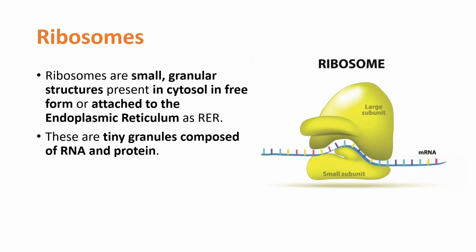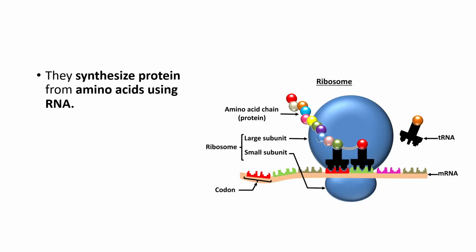In the diagram, you can see that the ribosome is composed of two kinds of subunits. The upper one is the large subunit and the lower one is the small subunit. So the ribosome synthesizes protein with the help of amino acids and RNA. You can see the large subunit and small subunit. The amino acid chain gets attached with the mRNA section and forms the protein.